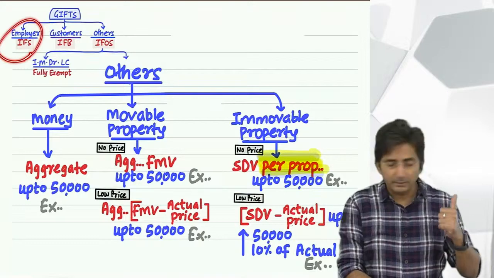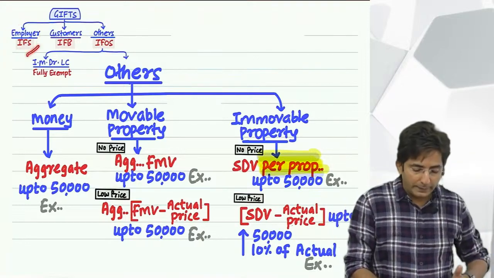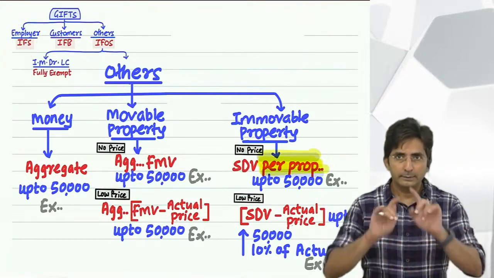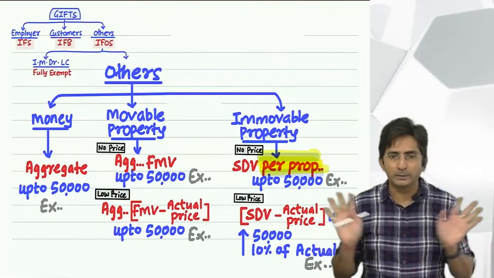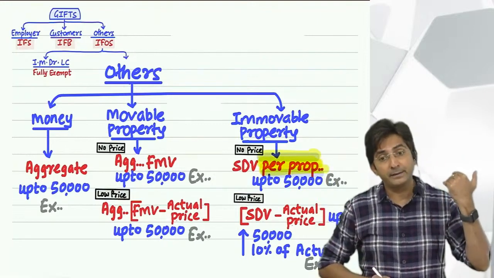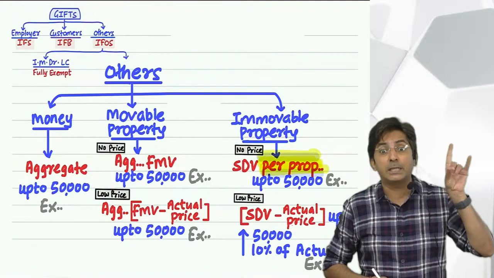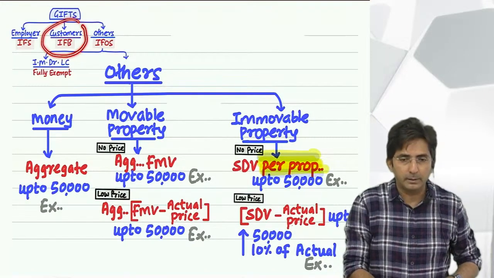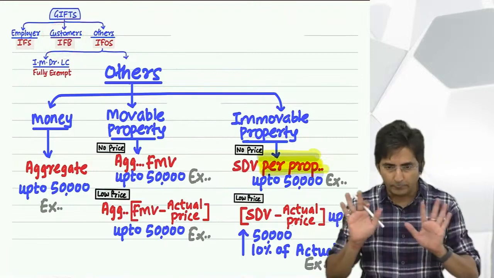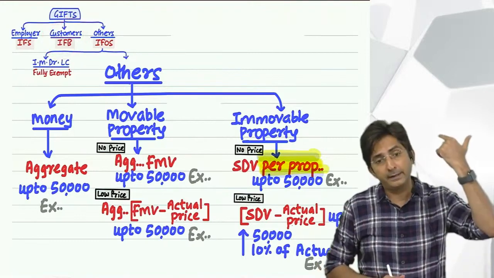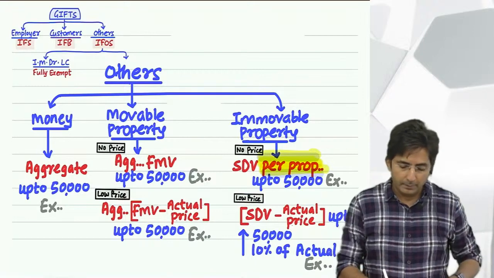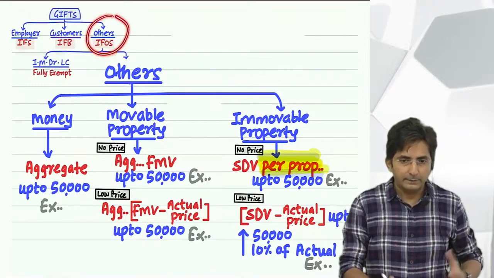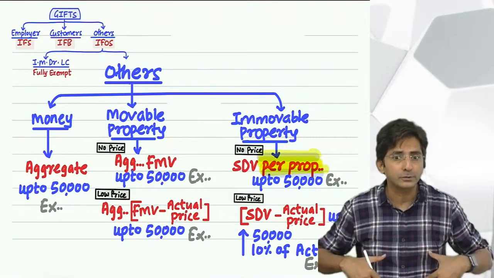Can you see this? If you get a gift from an employer, it is not recorded in income from other sources. It is recorded in income from salary. If you get a gift from a customer, it is not recorded in income from other sources. It is recorded in income from business. But if it is some other gift, then welcome to income from other sources.